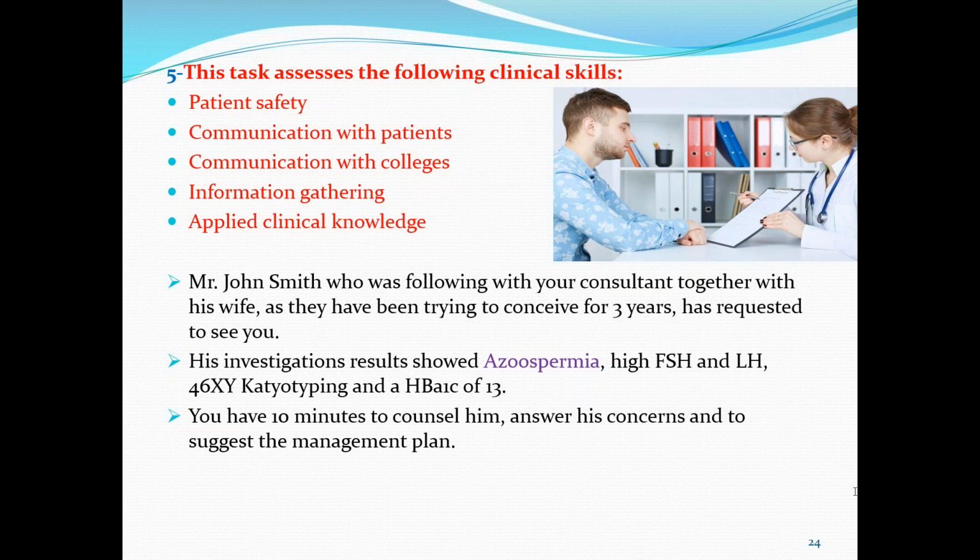So it is high, so that means he has premature testicular failure. Okay, so the FSH analysis is high, and the karyotype is also normal. And the hemoglobin A1C, that means he has no diabetes. He is not diabetic.